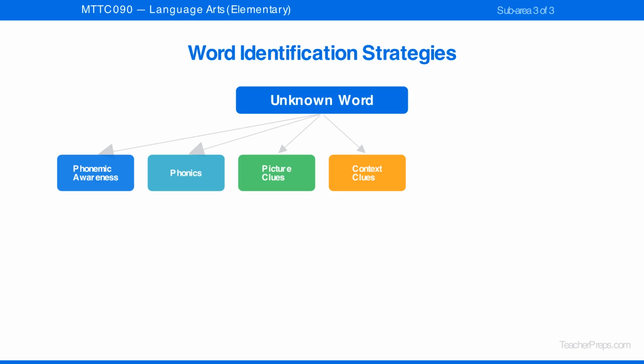Synonym clues, where a similar word appears nearby. Antonym clues, where an opposite word provides contrast. And example clues, where specific instances help you infer the meaning.